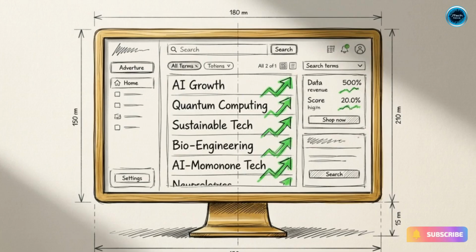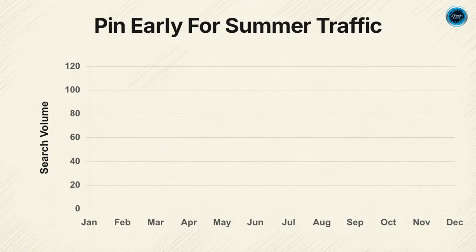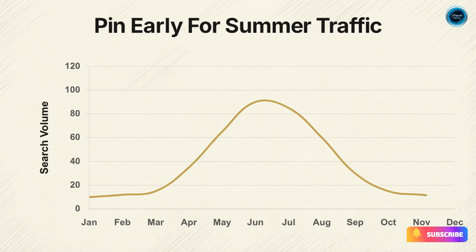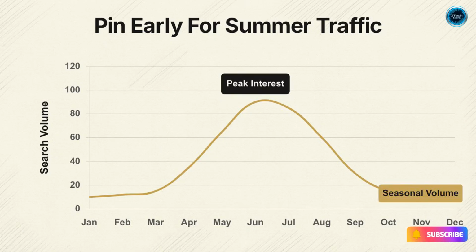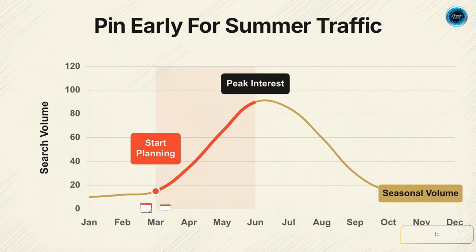To find the most effective search terms, we use the Pinterest Trends tool. It provides real-time data on what users are actually typing. This graph shows a seasonal search timeline. Peak interest is in June, but the search volume begins its upward slope in March. Users plan months in advance. To capture early interest, pin your summer content in March. This planning window is key to steady traffic.